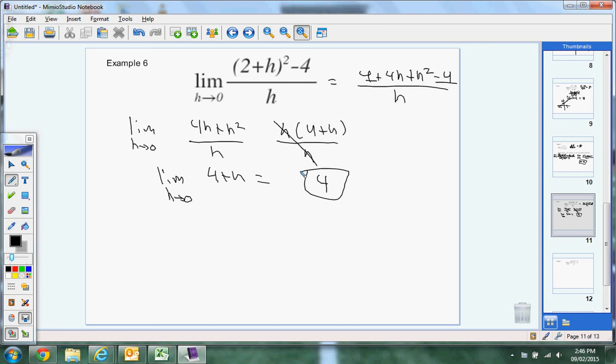Yeah, Emily? Right, I pulled an H out of the top because my main problem is I have an H in the bottom, so I want to see if I can cancel it off somehow. Okay, so yes, that's what we were looking to do, was to pull an H out. Okay, good. Any other questions yet? Sorry, this? This is an H. Yeah, sorry, just handwriting. 4 plus H there.